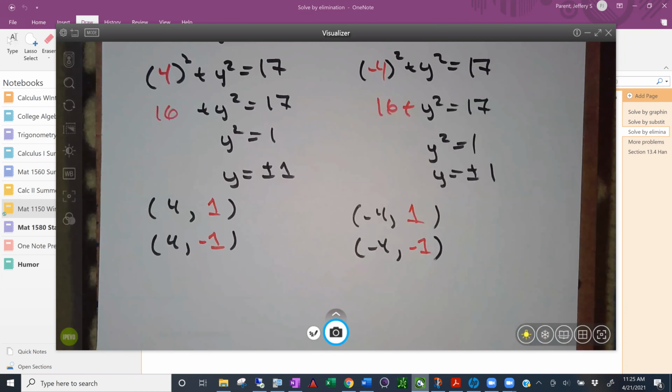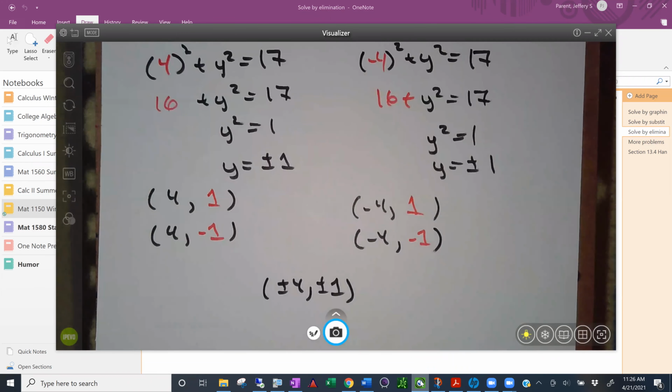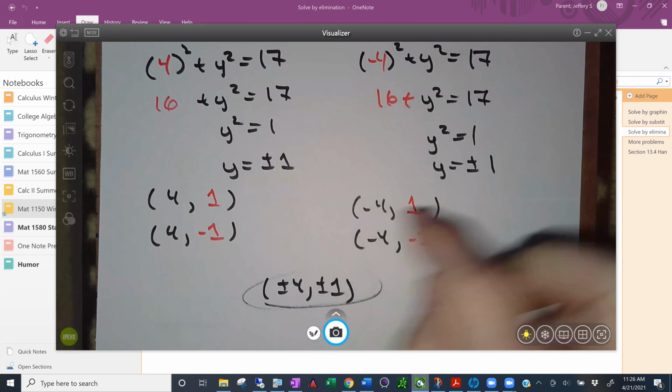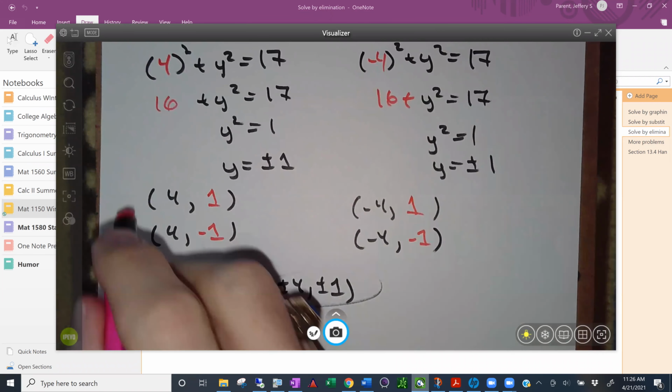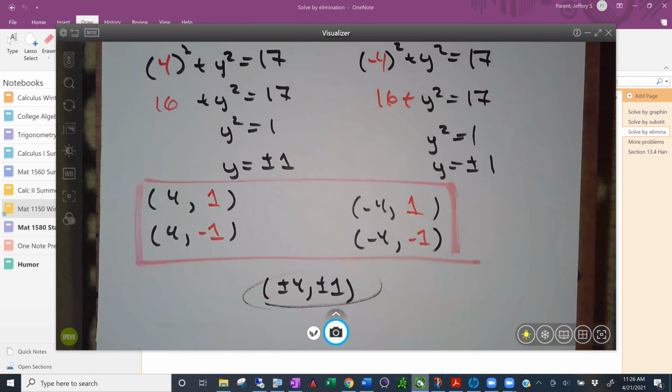Now, unfortunately for you, this is not a face-to-face class. A lot of times people give me plus or minus 4, plus or minus 1. I'm unhappy with that. You're not going to get full credit for that. I kind of understand what you mean, but you need to list them all out. So those 4 would be your solutions. You have 4 points of intersection. So that one look okay? Yeah. All right.